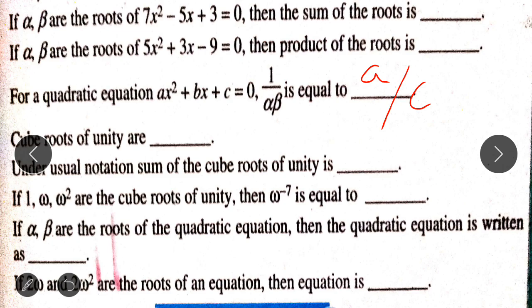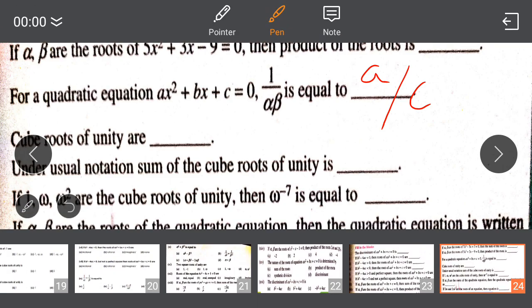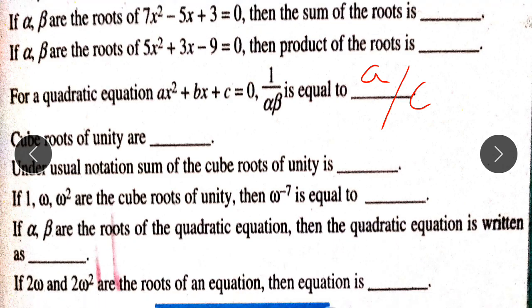Okay. Cube roots of unity are what? 1, omega and omega square. Okay, under usual notation, sum of the cube roots of unity is 0, of course. If 1, omega and omega squares are the cube roots of unity, then you are going to evaluate omega raised to the power minus 7.